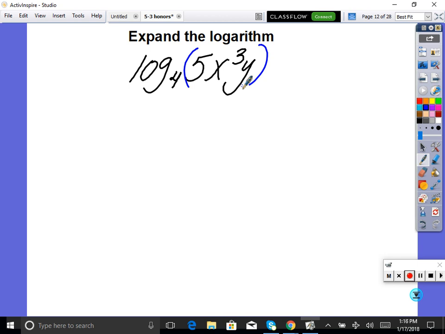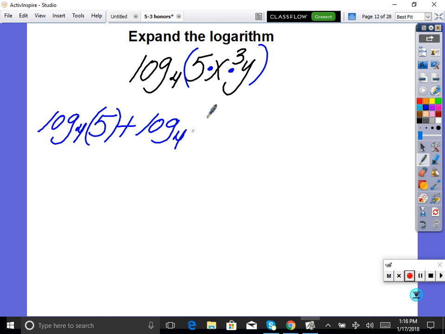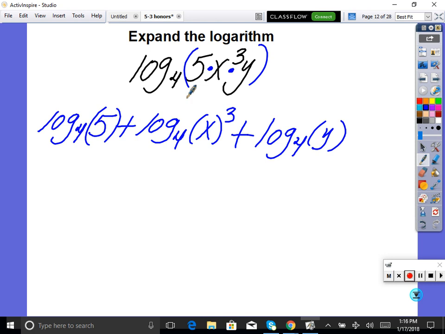A lot of people will do this. They'll say, oh, it's 5x cubed. 5 is not connected. Isn't that connected by a multiplication sign? Then you can't group it. So we would split this apart. This would be log base 4 of 5, plus log base 4 of x cubed, plus log base 4 of y. I'm going to use parentheses. Let's get in that habit. Anywhere there's a multiplication sign, there should be an addition sign. Right?